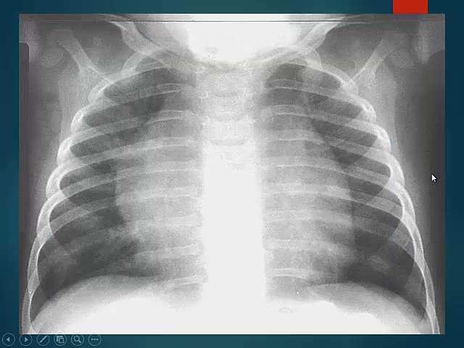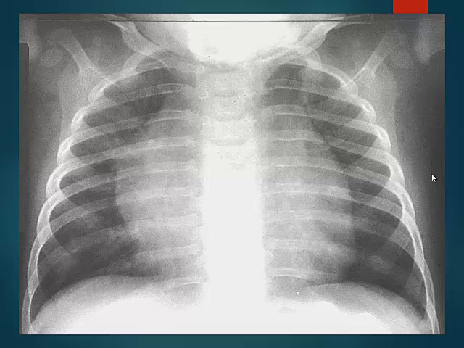Okay, so coming back to the chest radiograph. So what about this X-ray? Whose X-ray is this? Neonatal, infant, newborn X-ray. Is this normal or abnormal? Is it normal X-ray?